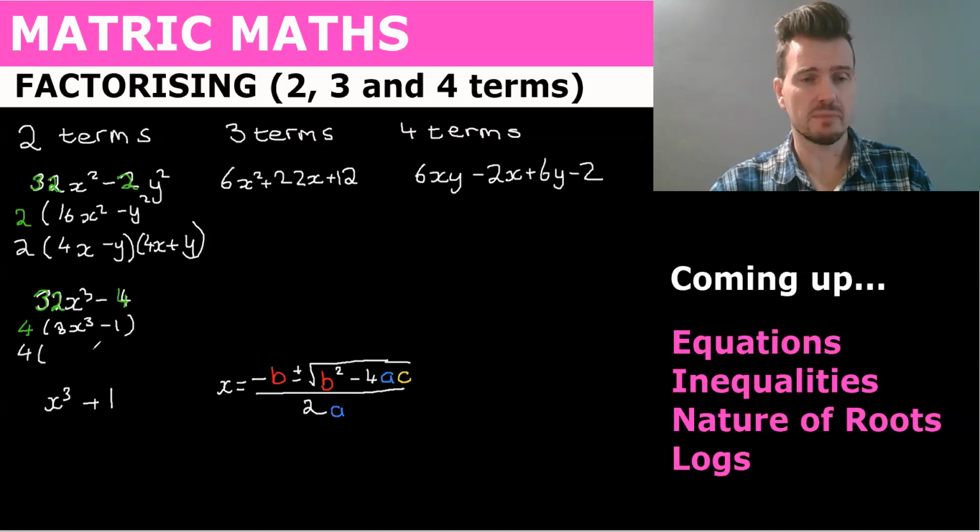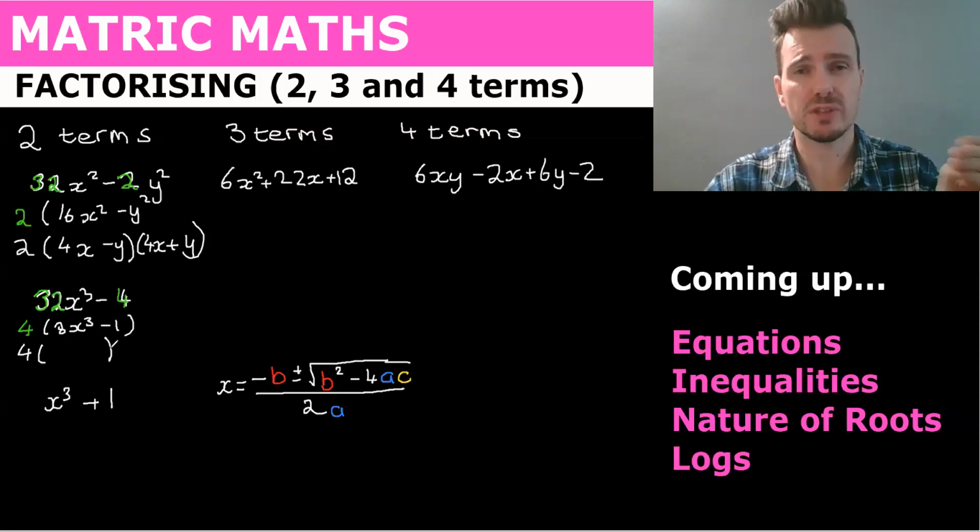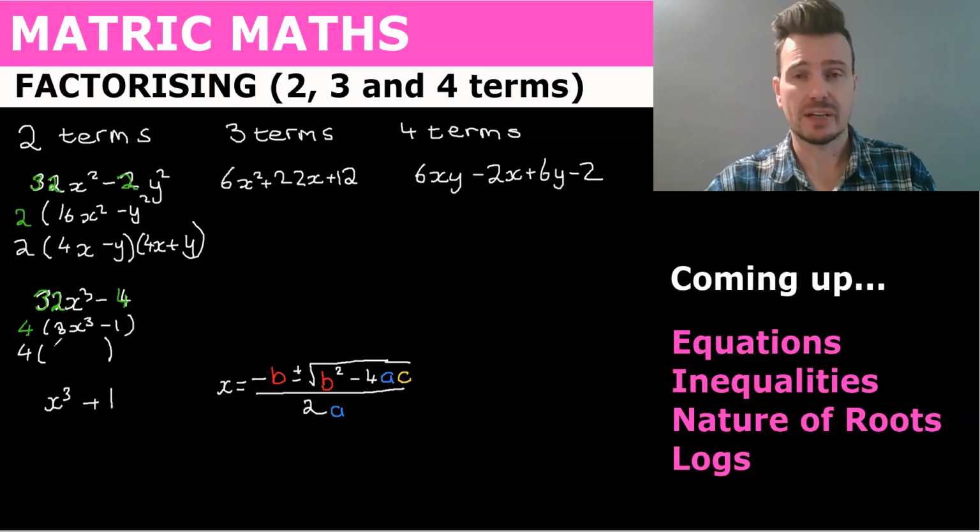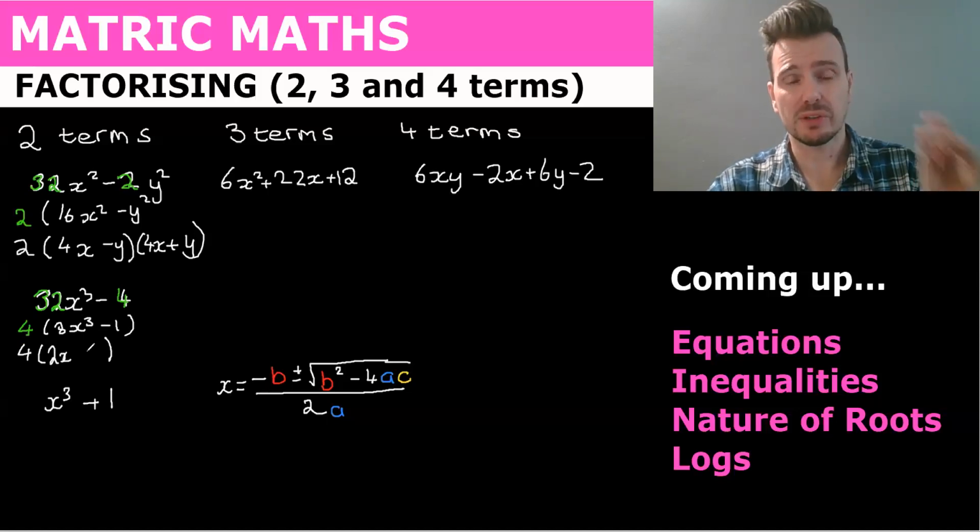Now, there's a method and it's the same every time when you get the difference of cubes or a sum of cubes. So what you do is you look at the first term and you cube root it. And that goes in your first bracket. So the cube root of 8x cubed is 2x. Then you look at the second term and you cube root that. The cube root of 1 is 1.